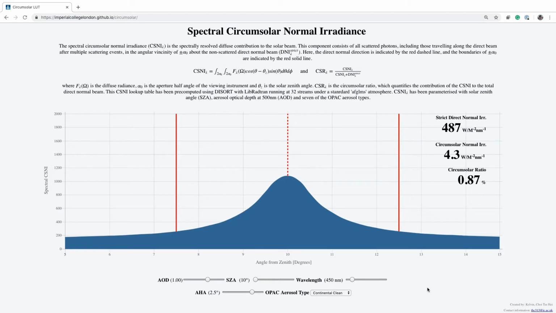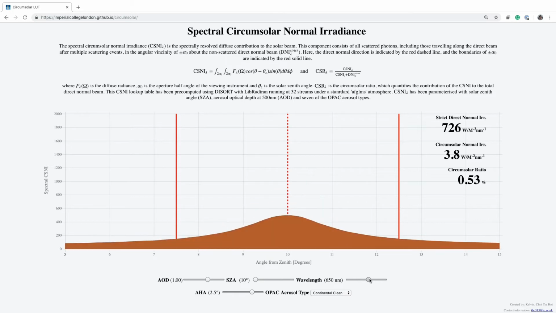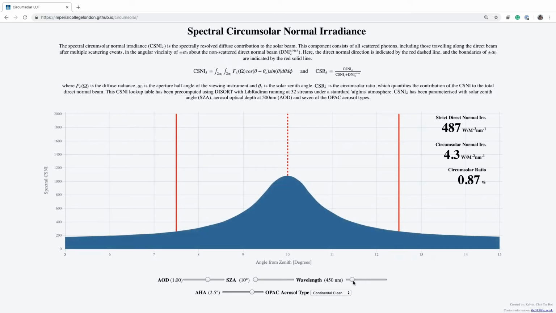What else can we do? We can change the wavelength. This is spectral. Again, everything is about spectrally resolved calculation. Right now it's about 450 nanometers. We can increase the wavelength. As expected, for longer wavelength, the scattering is less, again because of Mie scattering. The scattering is more pronounced when the wavelength is comparable with the size of the particles. Okay, so let's set it back to 450.